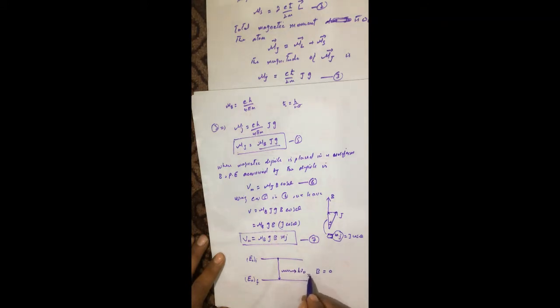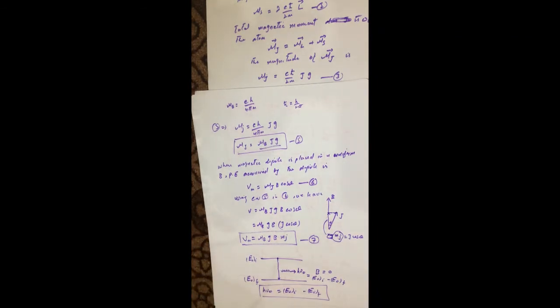Its energy is h nu naught. This energy will be equal to the difference in energy of the two energy states, which is E naught I minus E naught F. So I can write h nu naught is equal to E naught I minus E naught F. This is the energy emitted by the electron due to transition from higher to lower energy state in the absence of a magnetic field.